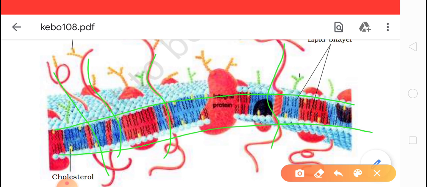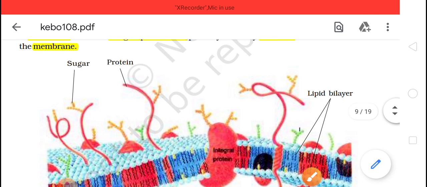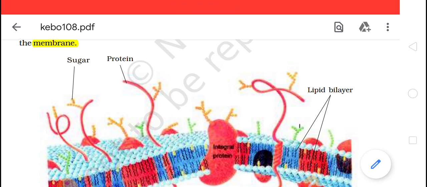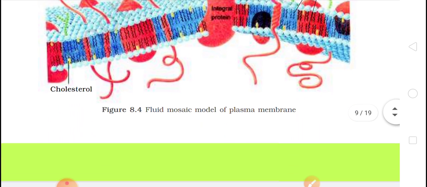The two types of protein are peripheral and integral, and some sugar is also present on the protein. Clear about this?